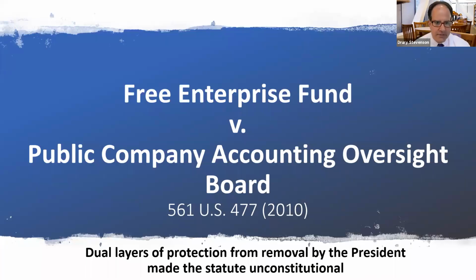This is a lecture for my statutory interpretation and regulation class. We're going to talk about Free Enterprise Fund versus the Public Company Accounting Oversight Board. This is a 2010 Supreme Court case about appointment and removal powers. Essentially, the bottom line about this case is that Congress created a statutory scheme that had two levels of removal protection from the president, and the Supreme Court held that this was unconstitutional.